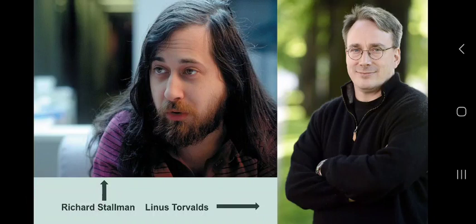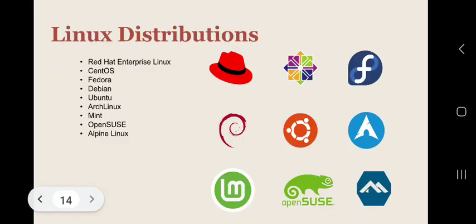Great story. So now you see these two great men, Richard Stallman and Linus Torvalds, who paved the way for various Linux distributions and what Linux is today. So you find these Linux distributions today like Red Hat Enterprise Linux, CentOS, Fedora, Debian, Ubuntu, Arch Linux, Mint, openSUSE, and Alpine Linux, and so forth. And there are many more actually. I personally use Fedora and Ubuntu a lot.